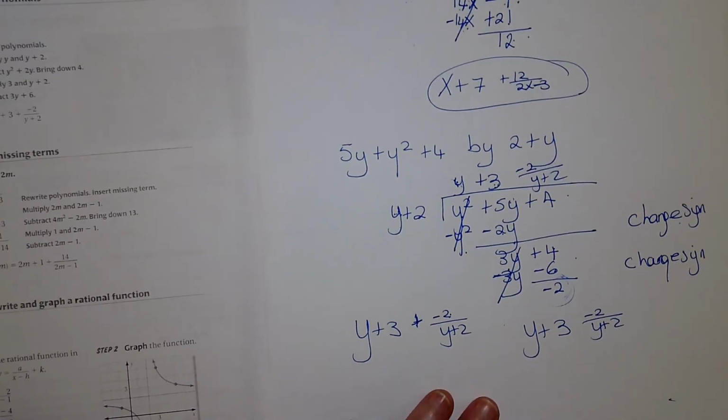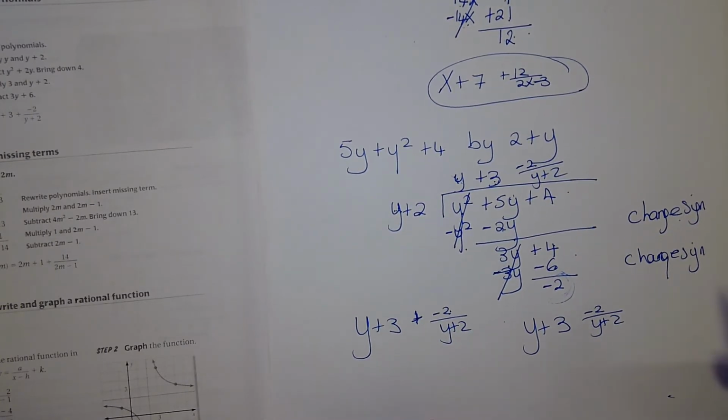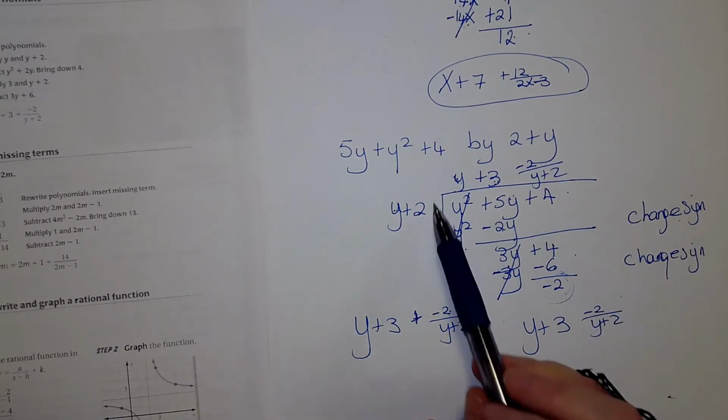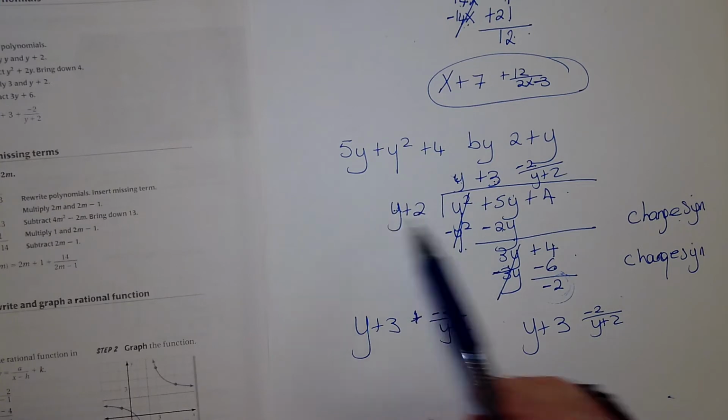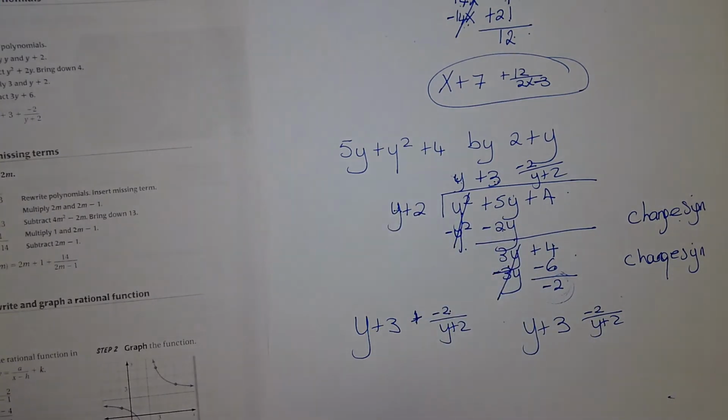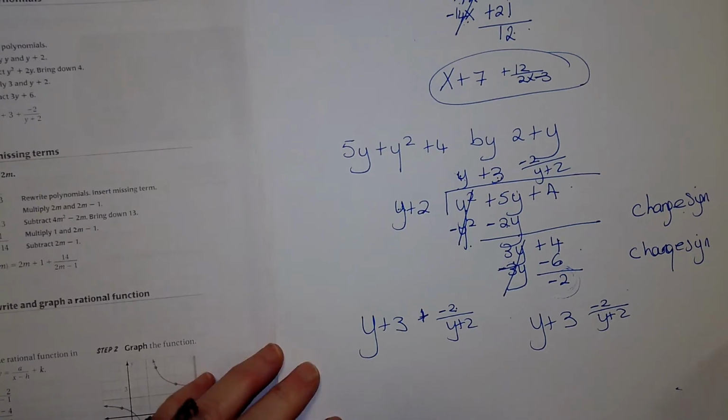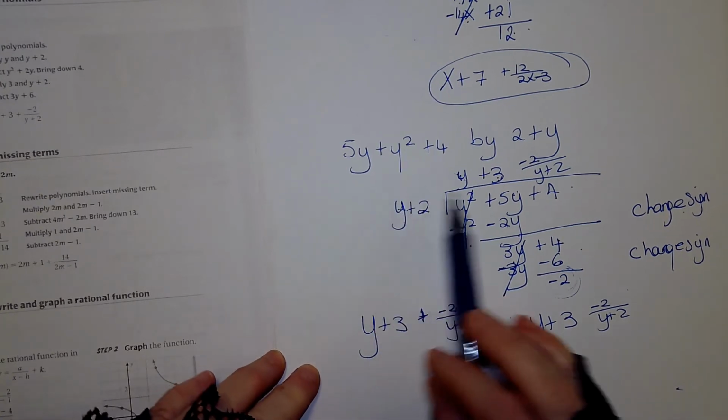So what it's saying is that if you took this and you multiplied it to this, you would get back y squared plus 5y plus 4. And it's hard to see with a remainder. It's easier when you don't have a remainder. Okay, so you can see now that you have to make sure that it's in the correct order.